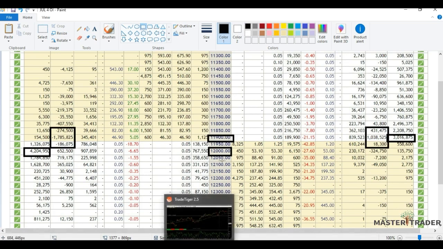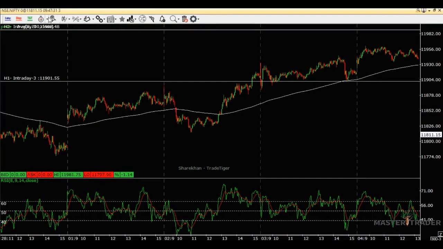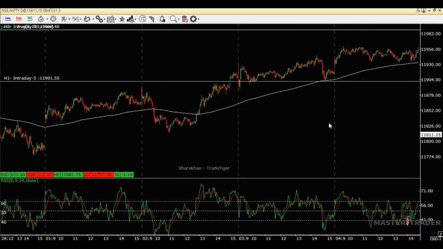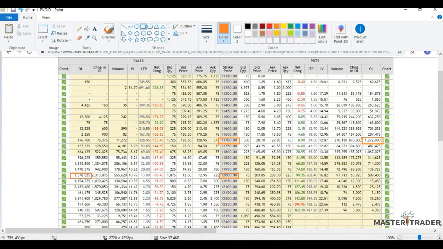So 4th of July is telling us 900 to 12,000 is the range, right? And as you can see, it was just simply range bound between 900 to 12,000. It was just in that range. Okay. Now let's come to the third day.